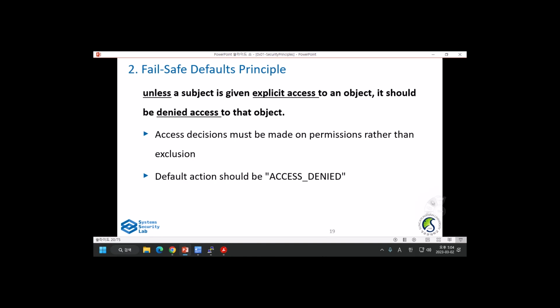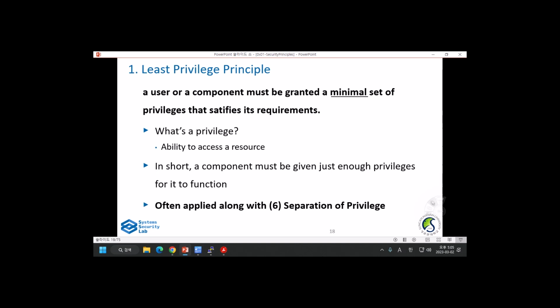And the next is fail-safe defaults principle. Okay, so before we move on, what's an example of least privilege principle implemented in computing systems? Especially in access control, this is a very common principle used in access control systems.